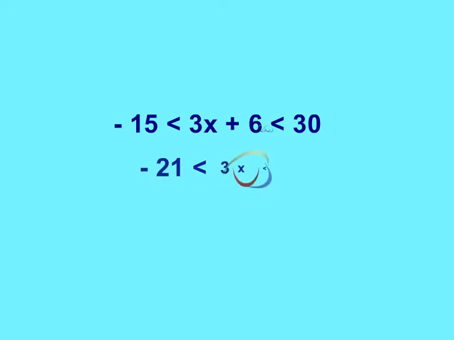First we're going to isolate that 3x. So let's subtract 6 from each portion. Well, that'll give us -21 is less than 3x, which is less than 24. Now if we divide through by 3, we're left with x is greater than -7, but less than 8.